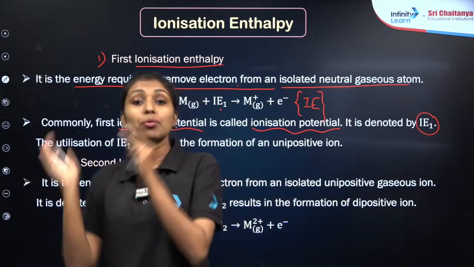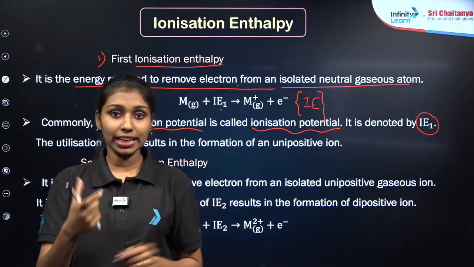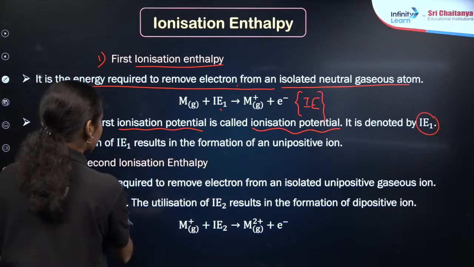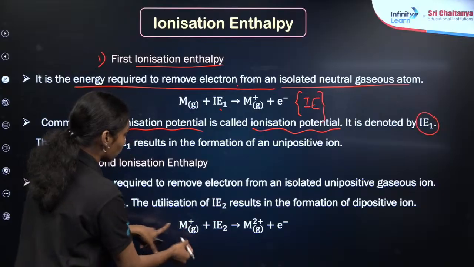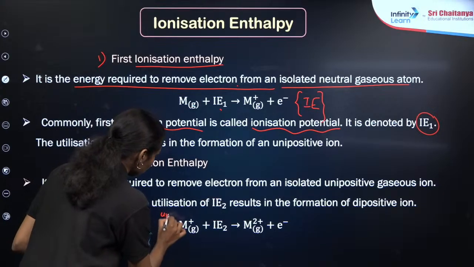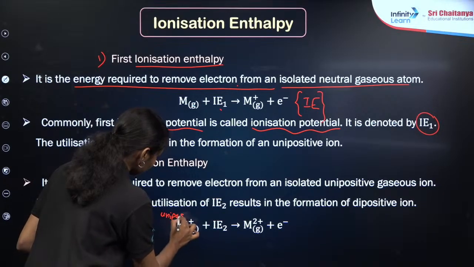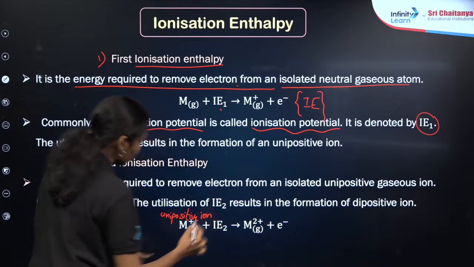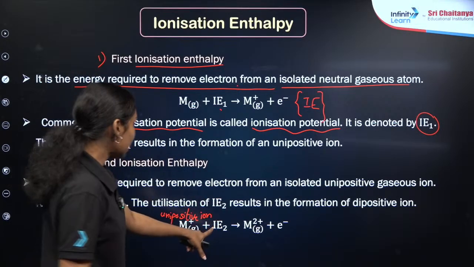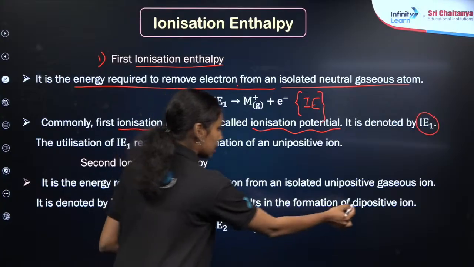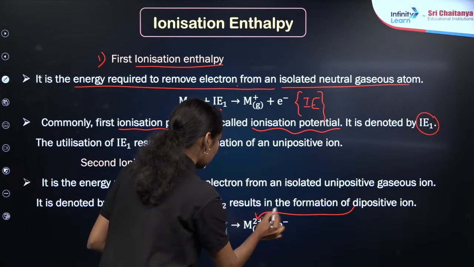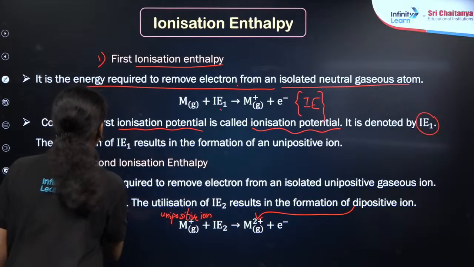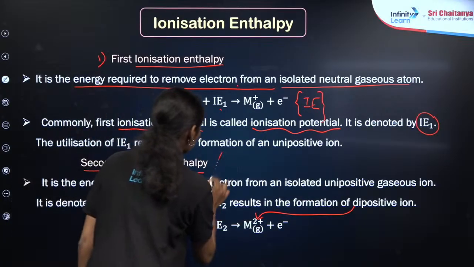Similarly, if you are adding more energy to a unipositive ion, it will again release one more electron. Then it will form a dipositive ion. As you can see here, if I am taking an M plus ion, this is the unipositive ion. While giving a particular energy to that, it will form the dipositive ion. This particular energy is known as the second ionization enthalpy or second ionization potential.